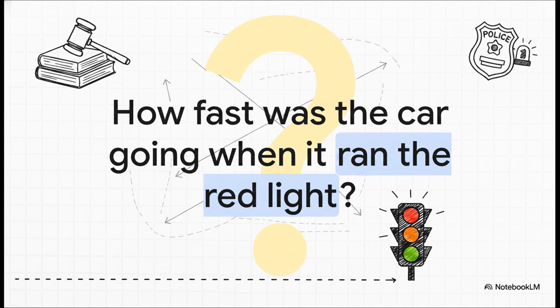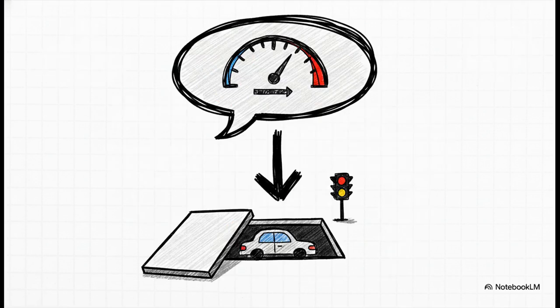Okay, let's kick things off with a little puzzle. Imagine you're in a courtroom and the lawyer asks this question. On the surface, it seems pretty straightforward, right? But it's actually a very clever trap hiding in plain sight. You see, the moment you answer, oh, about 40 miles per hour, you've just walked right into the trap. You have now implicitly agreed that the car did run a red light, even though the question never actually stated that as a fact.